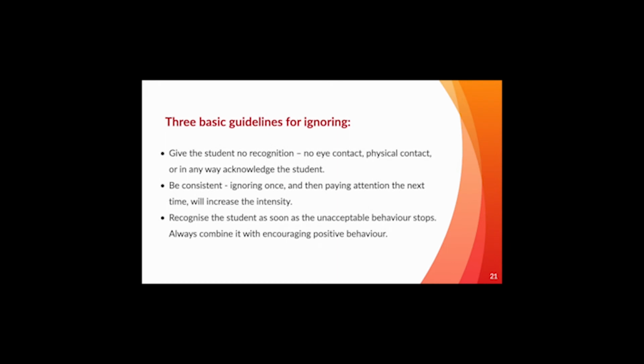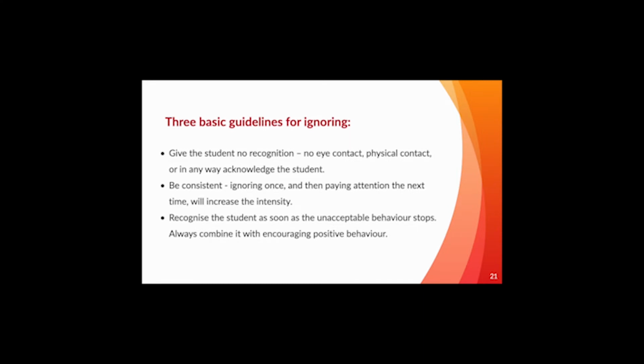There are little basic guidelines or rules for ignoring. So while you're ignoring, give the student no recognition. So that's no eye contact, no physical contact in any way, or don't acknowledge the student in any way. So you have to be consistent. So if you're ignoring that behaviour once and then paying attention the next time, then that will increase the intensity. So be consistent. And then as soon as the student has stopped the unacceptable behaviour, then you recognise them.